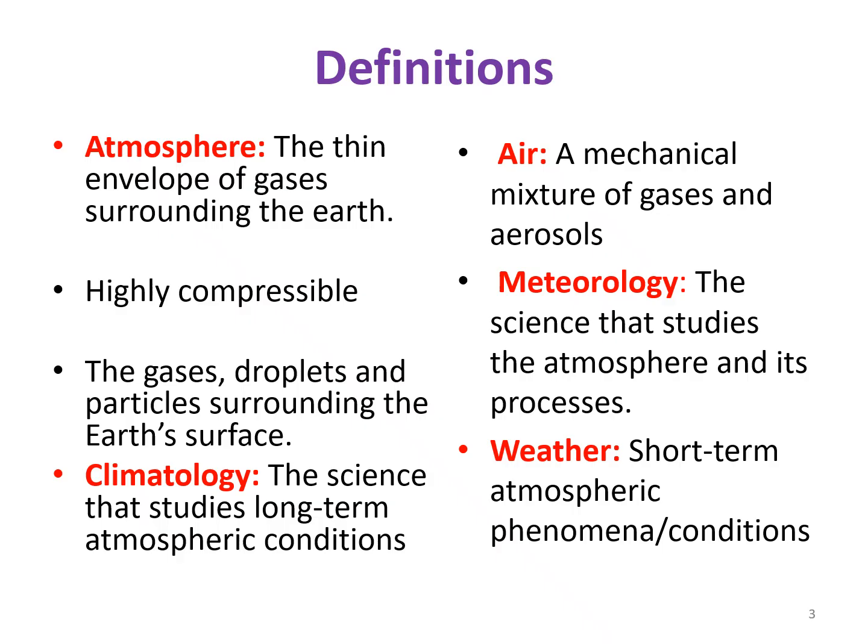Then what is weather? Weather is defined as simply short-term atmospheric phenomenon or conditions. So weather is the state of the atmosphere, and it describes, as an example, the degree to which it is hot or cold, wet or dry, calm or stormy, clear or cloudy.